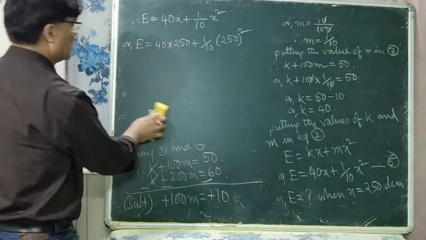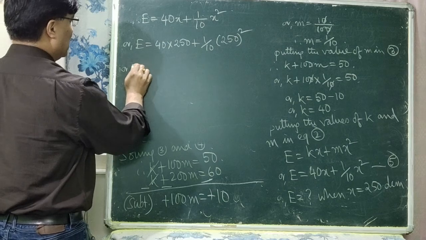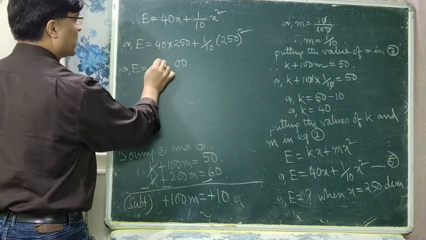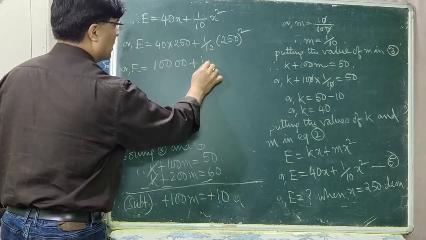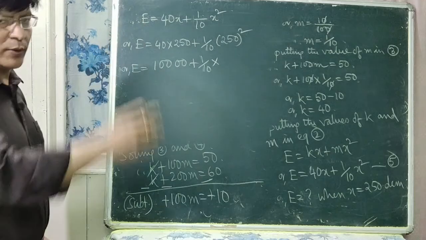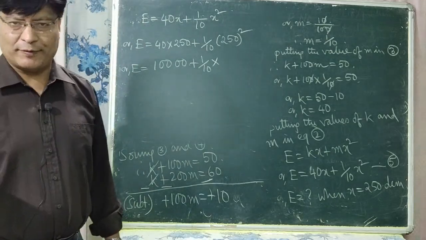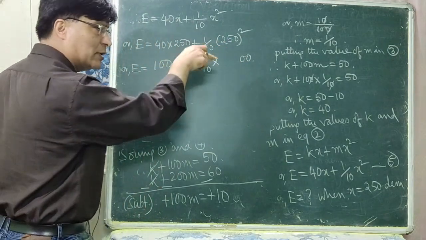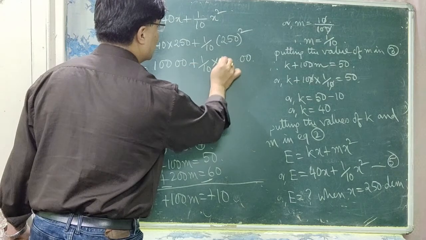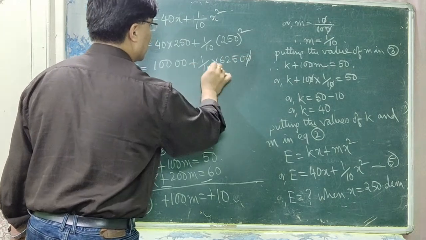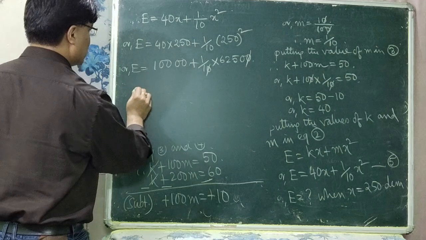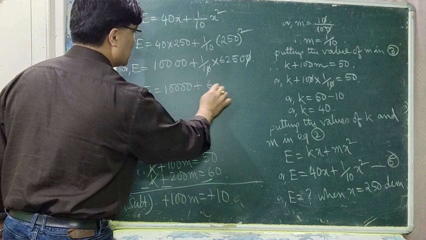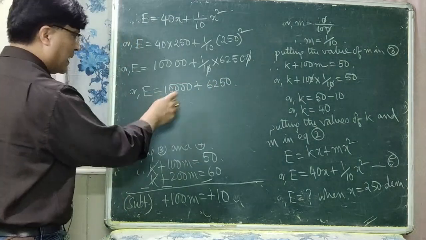So let us simplify it. Or E is equal to, now two zeros are there, write down double zero. 25 fours are 100, so this is 10,000, plus 1 by 10 into, what is 250 whole square? 250 multiplied by 250. So what is the product? 250 into 250, double zeros are there. So 25 into 25 is 625. So here you can cancel this, 0, 0 gets cancelled. So E is equal to, this is your 10,000 plus this is your 6,250, add them.